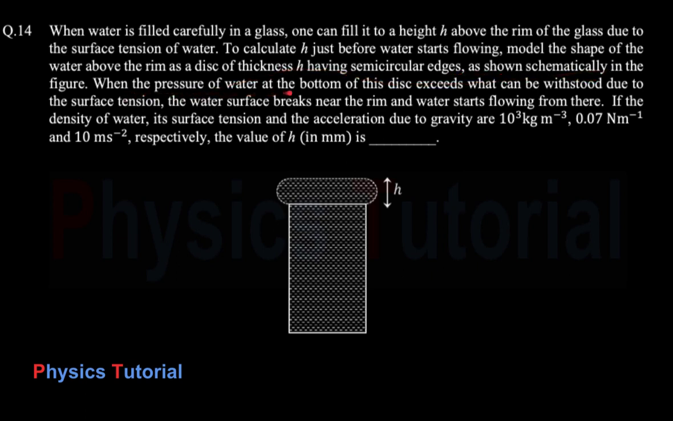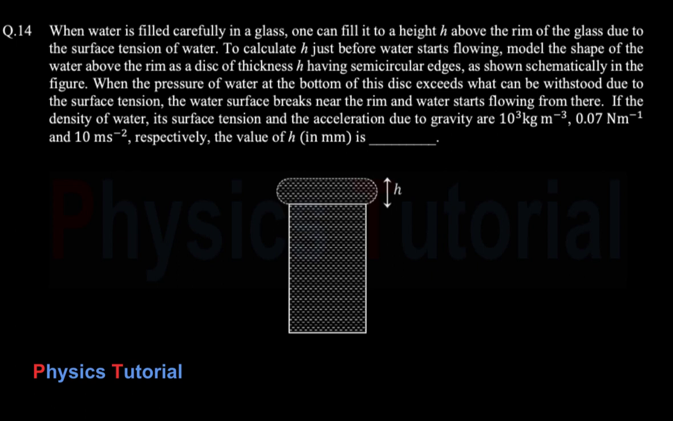When the pressure of the water at the bottom of this disk exceeds what can be withstood due to the surface tension, the water surface breaks near the rim and water starts flowing from there. If the density of the water, its surface tension and the acceleration due to gravity are 10^3 kilogram per meter cube, 0.7 Newton per meter, and 10 meter per second squared respectively, the value of h is. So here, that is the strategy to find using the surface tension.